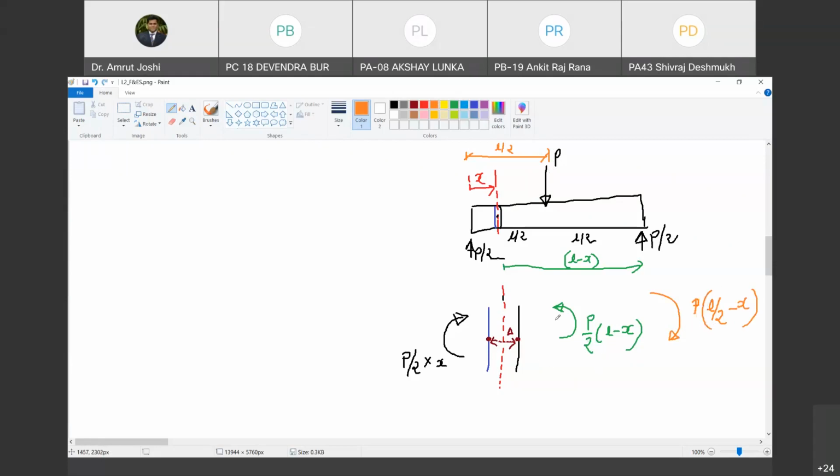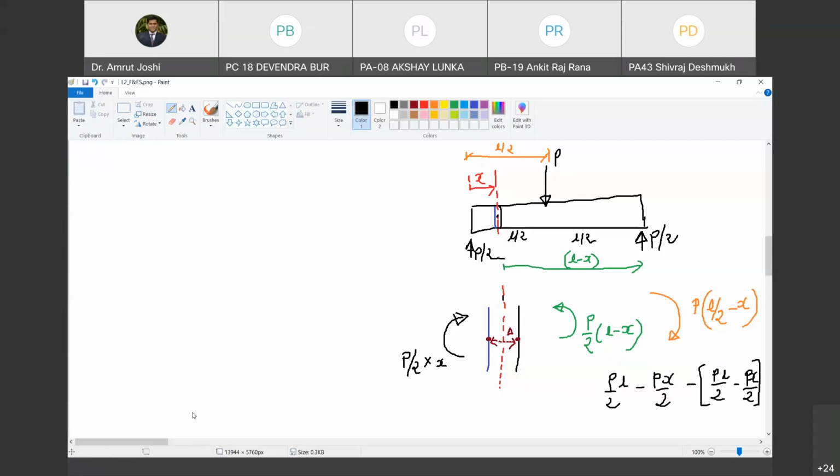And now I will call this anti-clockwise moment as positive. So what is the net moment? If I sum these two, what do we get? Look, PL by 2 minus PX by 2. And this moment being clockwise, I am going to call it as negative. So minus PL by 2 minus PX by 2. Happy? Are you with me? Yes, go ahead.